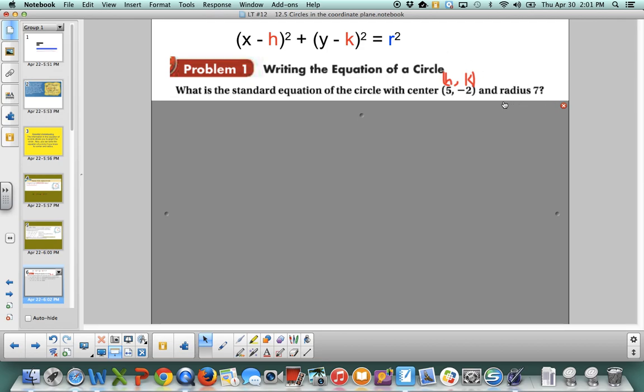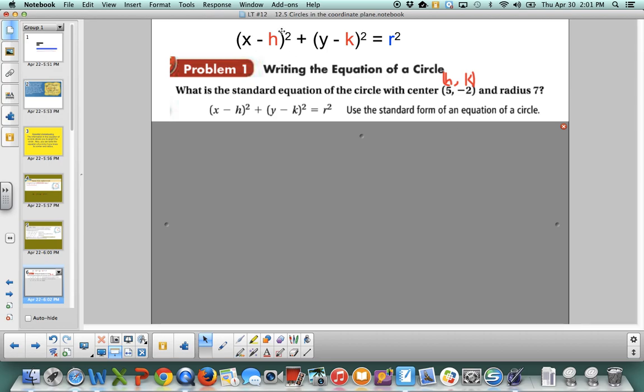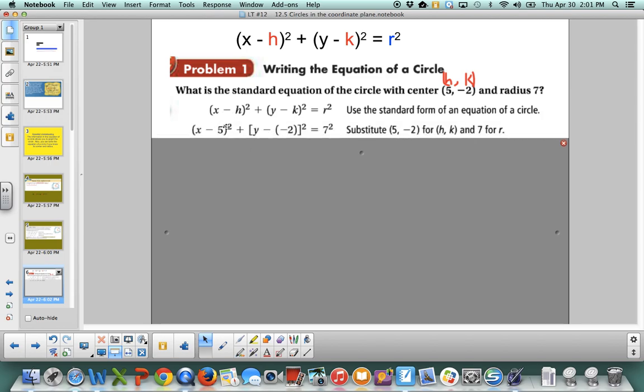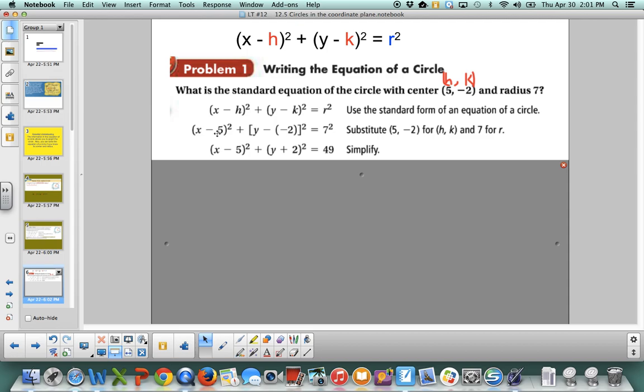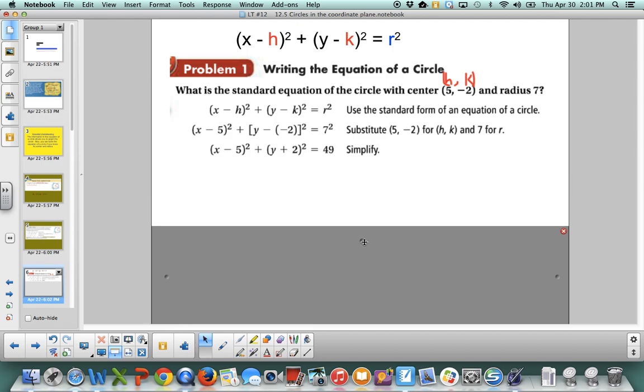The radius is 7. So if 5 is my h value and -2 is my k value, I can plug that into this equation, where I plug in 5 for h and -2 for k. So y minus k becomes y minus a -2. I simplify this and I get the quantity x minus 5 squared plus the quantity y plus 2 squared equals 49. The reason it equals 49 is because my radius is given as 7, and 7 squared is 49. And that's how you get your equation.